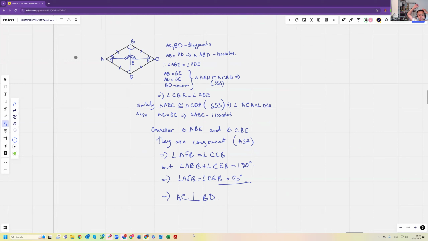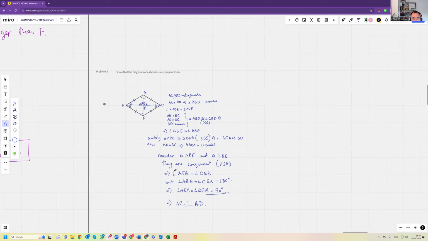Okay, now, there's no one unique way to present this. You could see that there are different ways you can prove the same thing. But as long as you follow a logical sequence, then you're good to go.